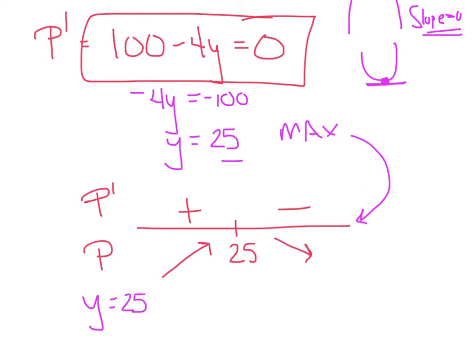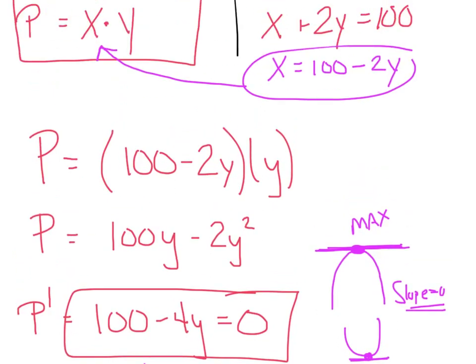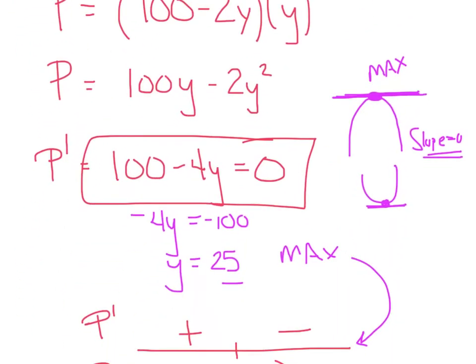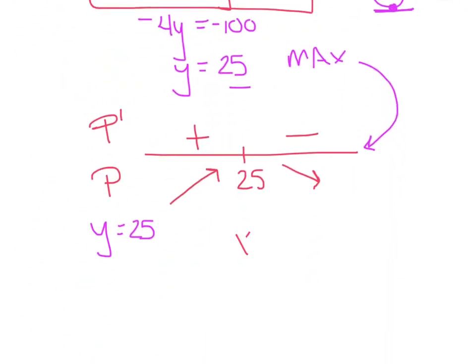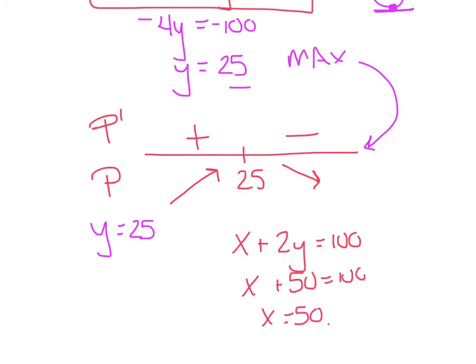To finish it, I should probably go get x. And if you recall, that original function that we wrote was x plus 2y equals 100. So I've got x plus 2 times 25, so that's x plus 50 equals 100. Therefore, x equals 50. And we have completed our first optimization problem.